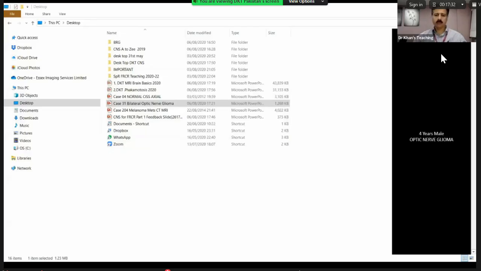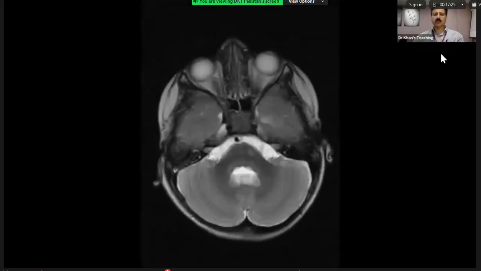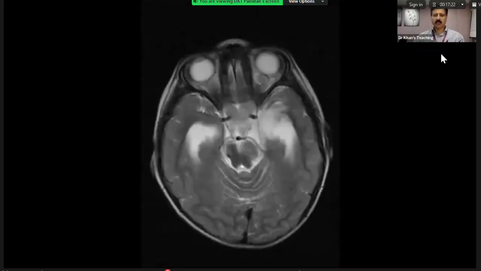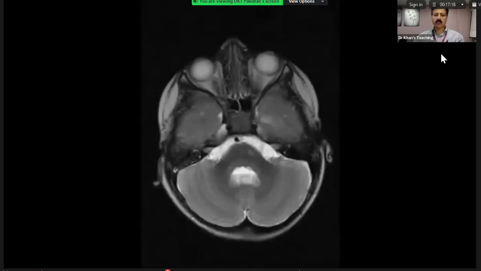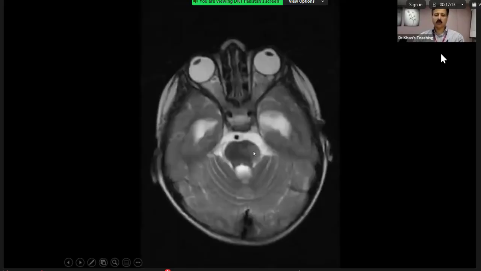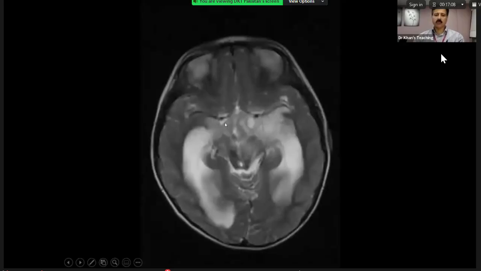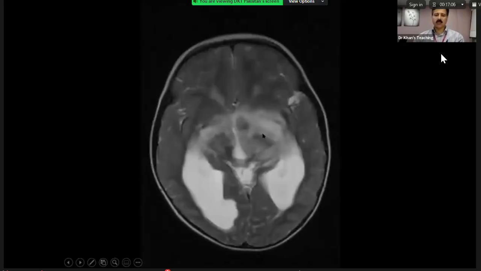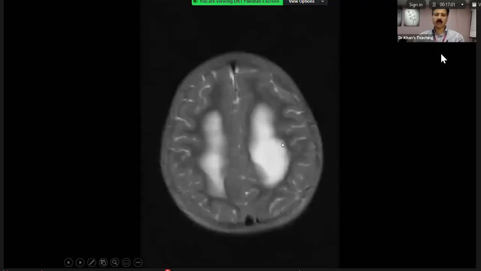Okay, this is the type of case which will come in the exam, and which I wanted to show you. Now, if you see here, it looks horrendous, isn't it? This is pons, and you go into midbrain, and then you see a mass here, and then there is a lot of hydrocephalus.